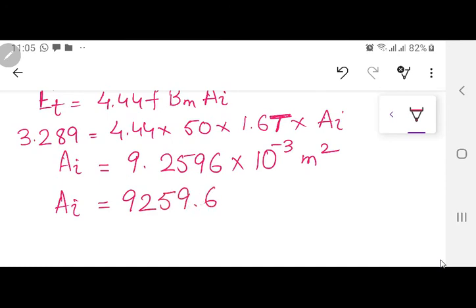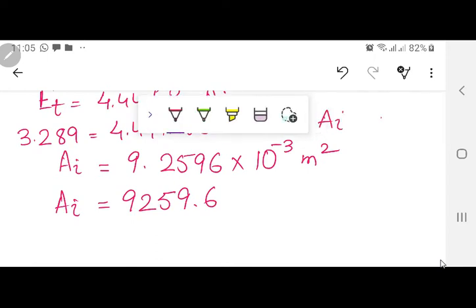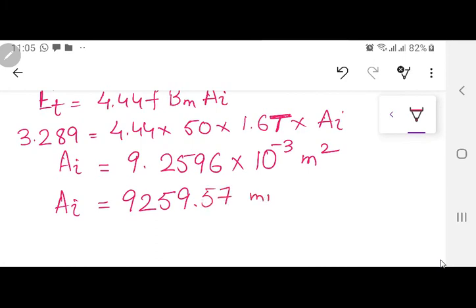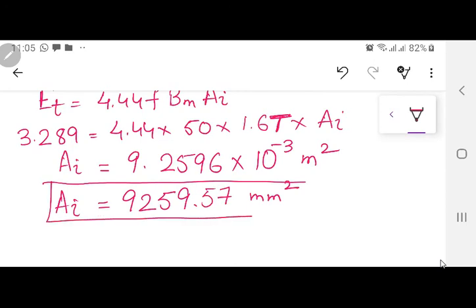9259.6. What was after this, can anyone tell me the value? I don't want to miss the 57. Okay, wait a second, let me just check. 9259.57 millimeter square. So this is your area in millimeter square.